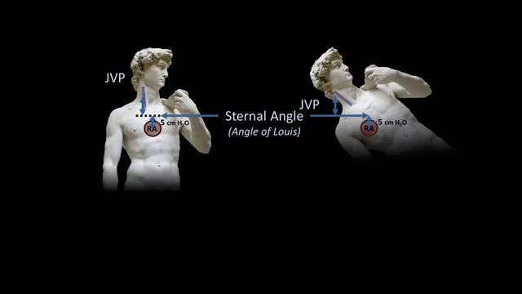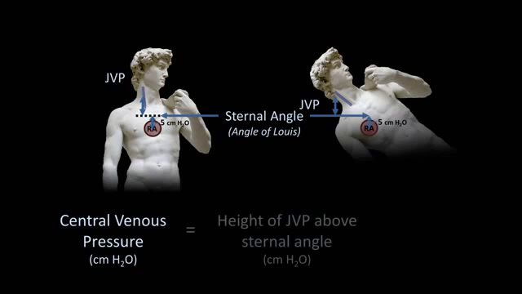So when a patient is standing or sitting upright, the JVP may look relatively low in the neck compared to when the patient's lying down. However, as you hopefully can see from the diagram, the total vertical height should be the same. So the central venous pressure in centimeters of water equals the vertical height of the JVP above the sternal angle plus 5 centimeters.